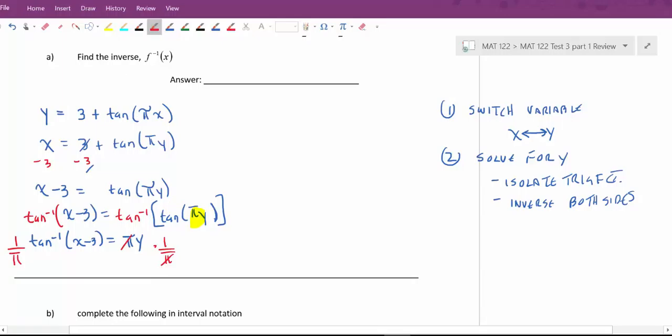All right, so your answer then is going to be written as f inverse of x is equal to this expression right here. So I'm just going to write that as 1 over pi times the inverse tangent of x minus 3.